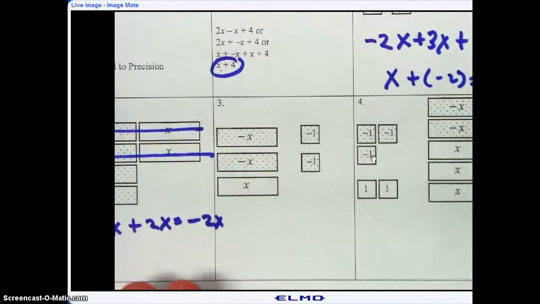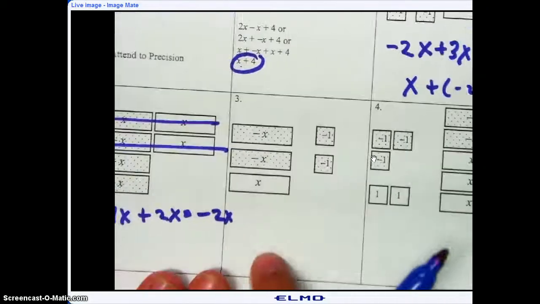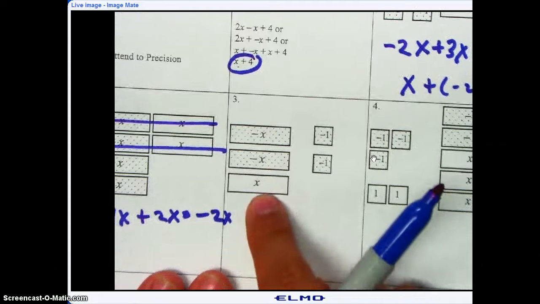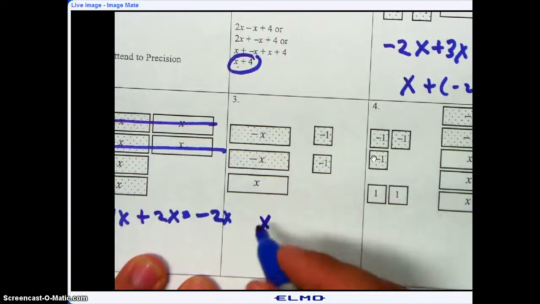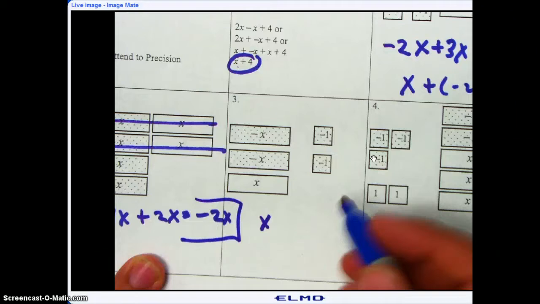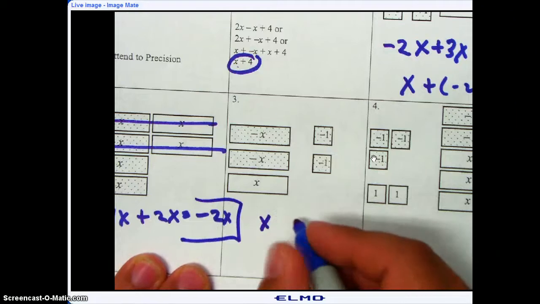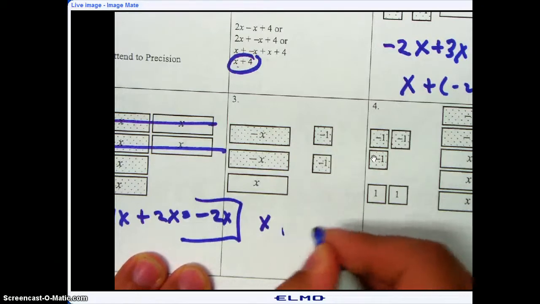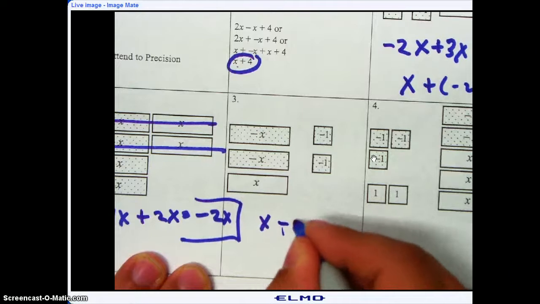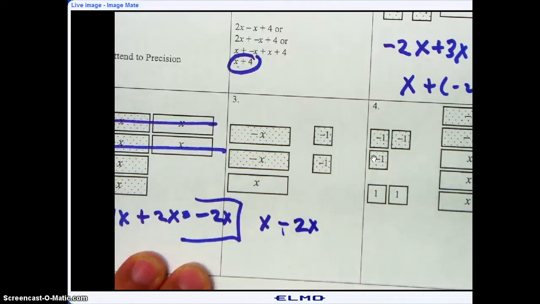So let's do it in a different order just to show you it's the same thing. I've been leading off with my negatives. You could just as easily lead off with your positives. How many positive x's? 1. How many negative x's? 2. So you have a choice here. You could put plus negative 2x, or you just could put minus 2x. It's the same thing. It's up to you.